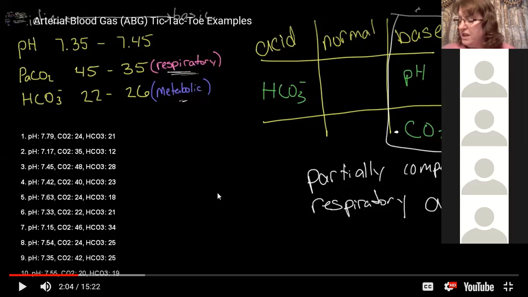If someone is uncompensated, that means the pH is outside of the expected reference range, and either the HCO3 or the PaCO2 is outside the expected reference range. If you're partially compensated, like this problem here, the pH, the HCO3, and the PaCO2 are all outside of the expected reference range, so nothing is normal. And then with full compensation, you would see the pH back to normal. So the pH is going to be in the normal section and everything else is still going to be not right. That's something you just need to work with.